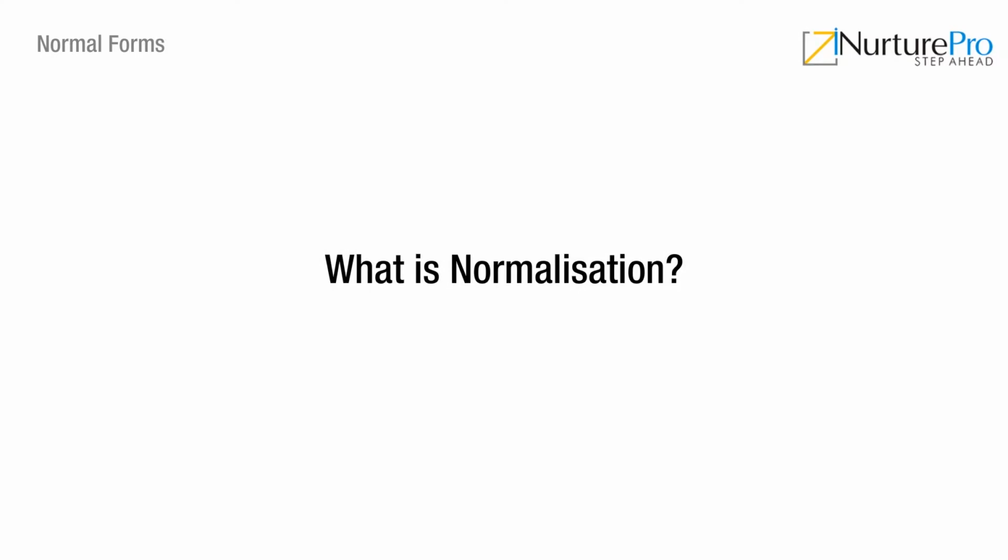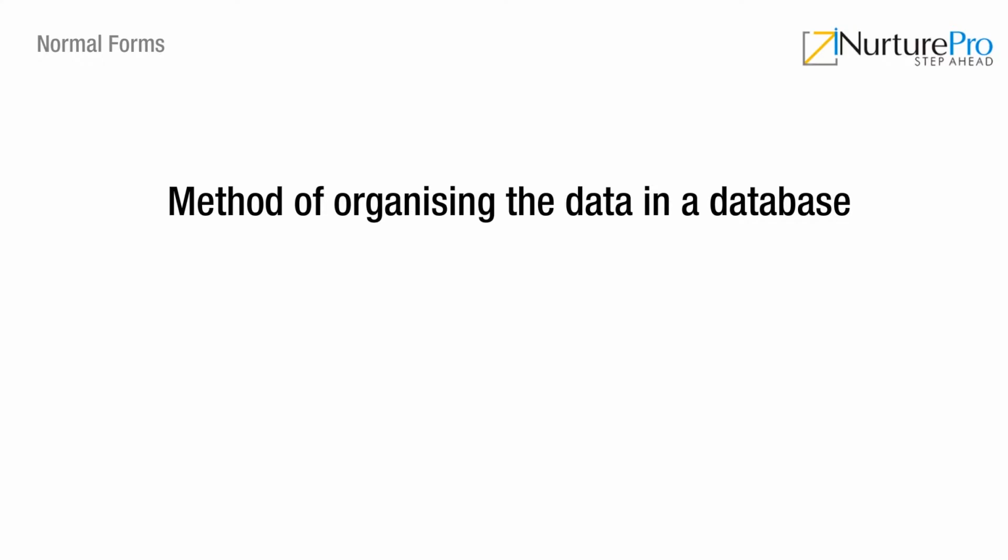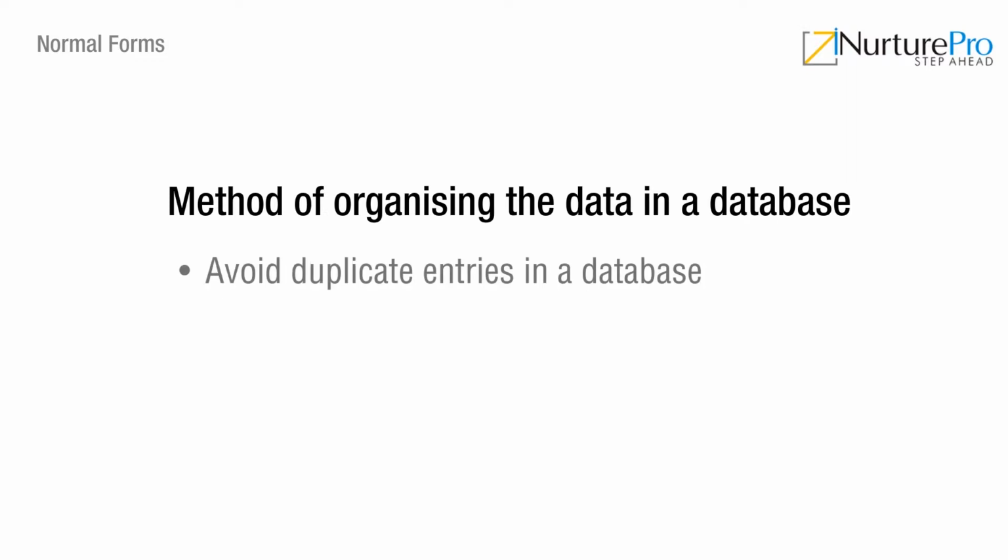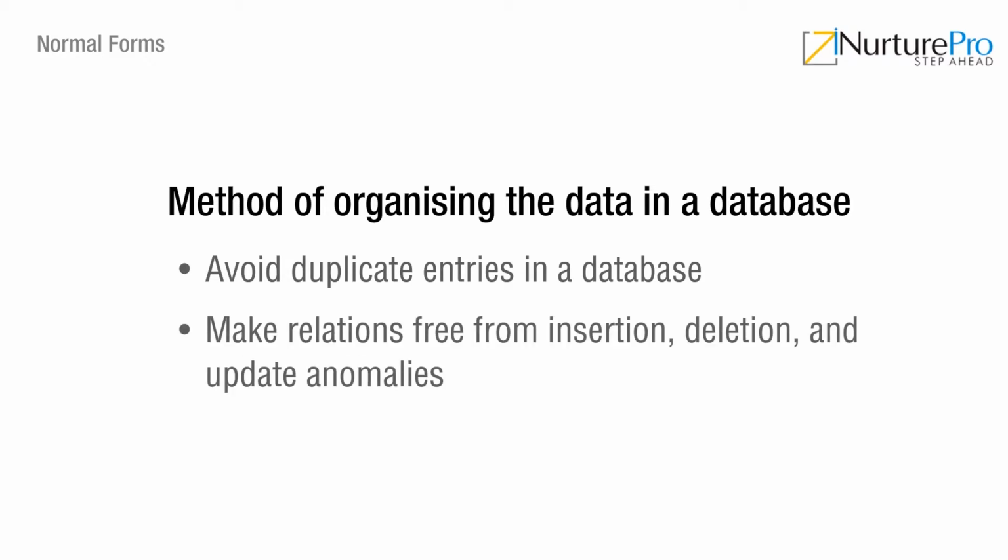Now let us see what normalization is. Normalization is a method of organizing the data in a database. Normalization is mainly used for two reasons. One is to avoid duplicate entries in a database. Another is to make relations free from insertion, deletion, and update anomalies.